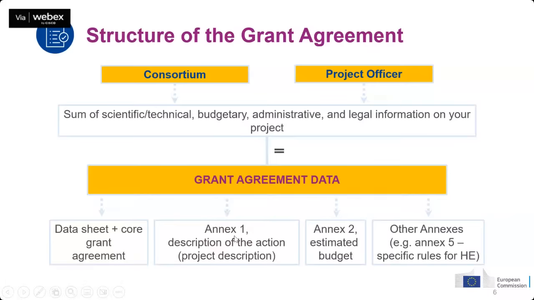Then the Annex 1, which is the description of the action, consists of 2 parts. One will be automatically generated. The other one will be a PDF that you upload to the system. And then the Annex 2 with the estimated budget and other annexes. For instance, an important annex is the Annex 5 with the specific rules for Horizon Europe. These are generated automatically. So the rest of the presentation will focus on how to prepare this Annex 1, the description of the action, which is based on the information that you included in the proposal and that was successfully evaluated.